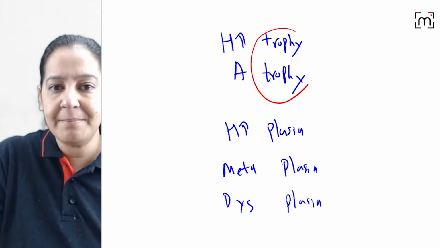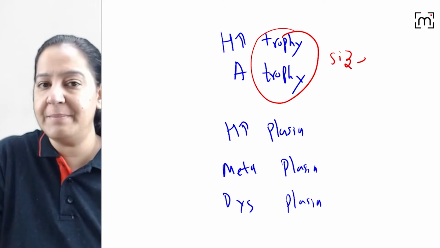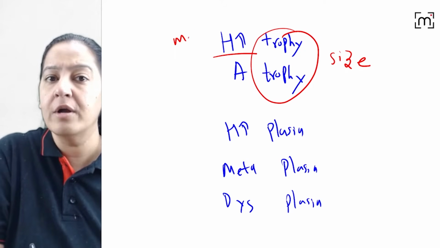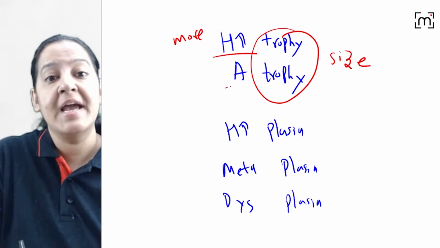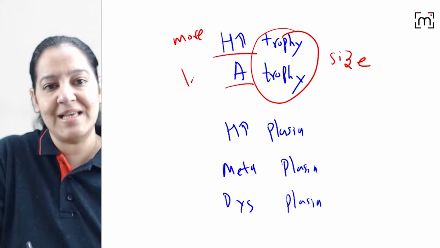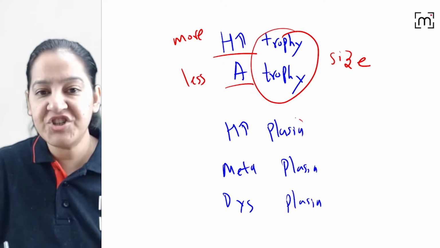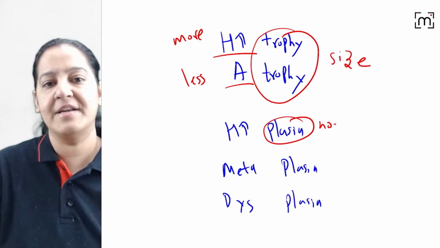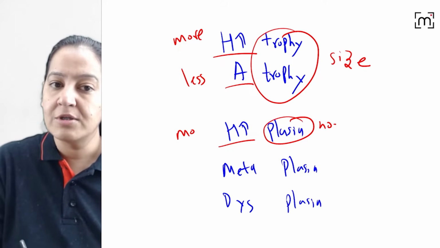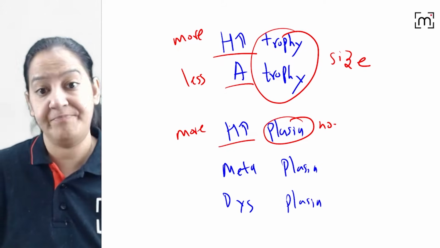You will understand it better if you split the term. The term trophy means size. Hyper means more. So here the size of the cell is increased. A means less. So here the size of the cell is decreased. That is hypertrophy and atrophy. Plasia means number. Right, number. So hyper means more. So the cell will increase in number, not the size.